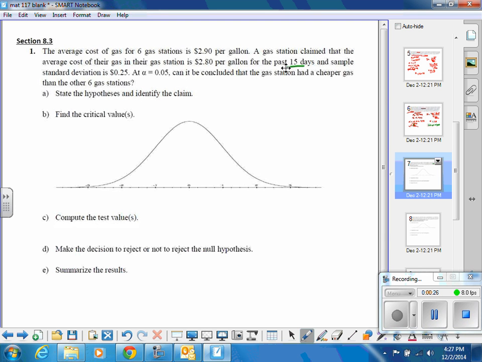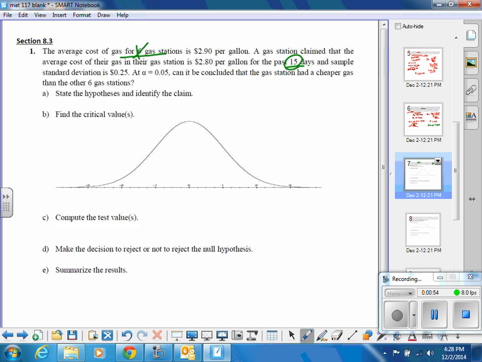it says the average cost of gas for 6 gas stations. Guess what? You don't need that 6. All right? And then they tell you it's $2.90 per gallon. A gas station claimed that the average cost of their gas is $2.80 per gallon for the past 15 days. This is N equals 15, so that's kind of weird, but it's because you're looking at this over 15 days, and the 6 gas stations that have the average of $2.90 don't matter when it comes to N, but it's worded a little tricky, so I think a lot of students make that mistake right off the bat.